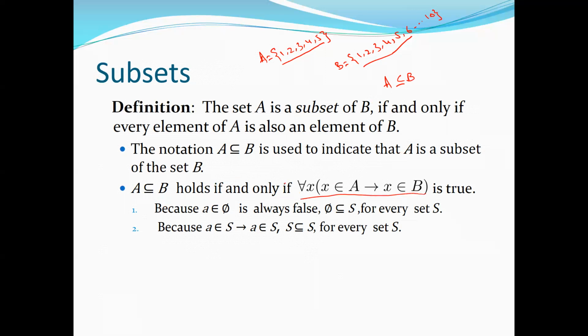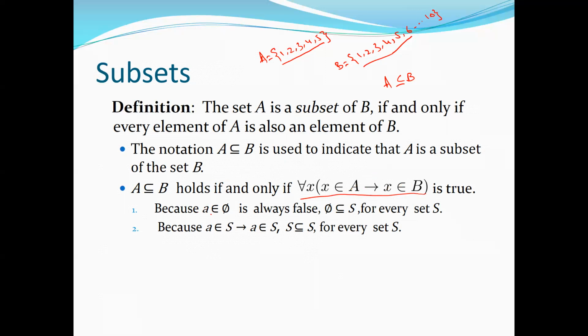this statement is true. For all X, X is a member of A implies that X is a member of B, right? So for all the X elements, X being a member of A implies that X is a member of B. In equality, we have bidirectional. In subset, we have the implication, right?